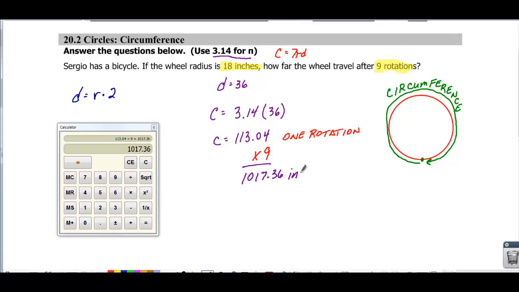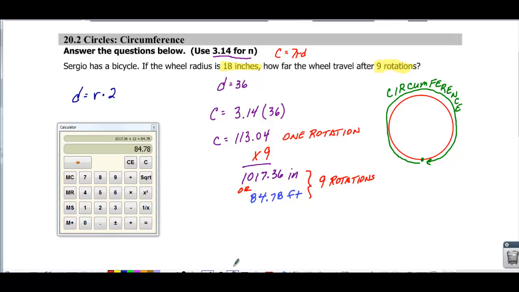We can leave it like that. That's an acceptable answer. But we could also make it just a little easier for somebody to understand. We can divide it by 12, and we get 84.78 feet. That would be a little more understandable. Now that's an or, so it doesn't matter which of those you use. Whichever you use, that represents 9 rotations.